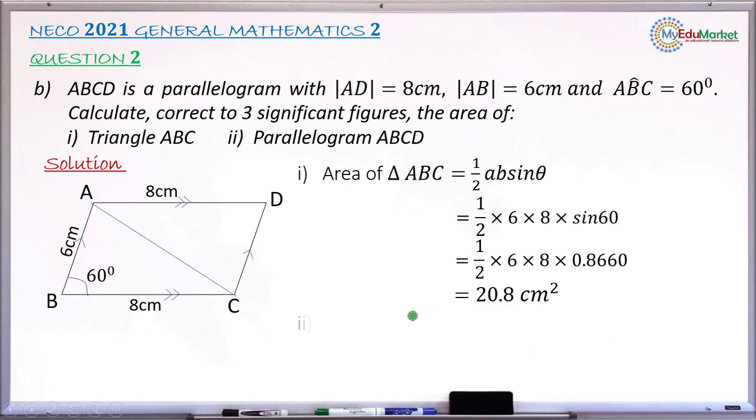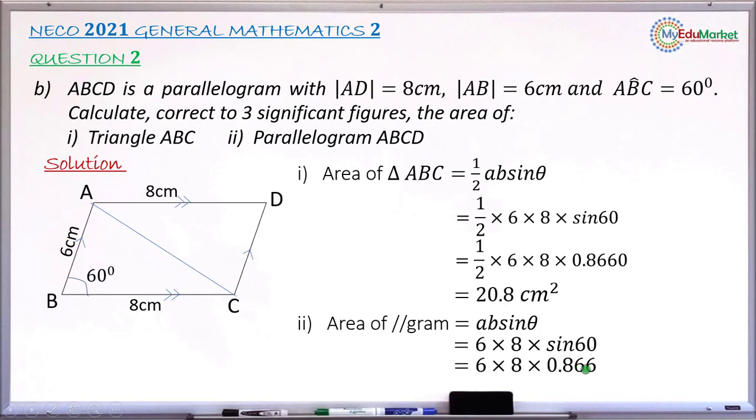So moving to Roman 2, that is the area of the parallelogram ABCD. The formula for finding the area of a parallelogram with the two sides and included angle given is ab sine theta, where a is one side given and b is the other side, while theta is the angle between the two given sides. So substituting a by 6, b by 8, and theta by 60 degrees, you now have 6 times 8 times sine 60. Sine 60 from the 4-figure table or calculator is 0.866. Multiplying these 3 values correctly and rounding the answer to 3 significant figures, you now have 41.6 centimeters square as the area of this very parallelogram.